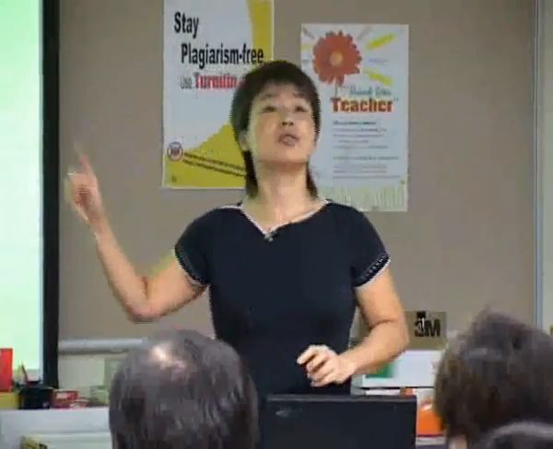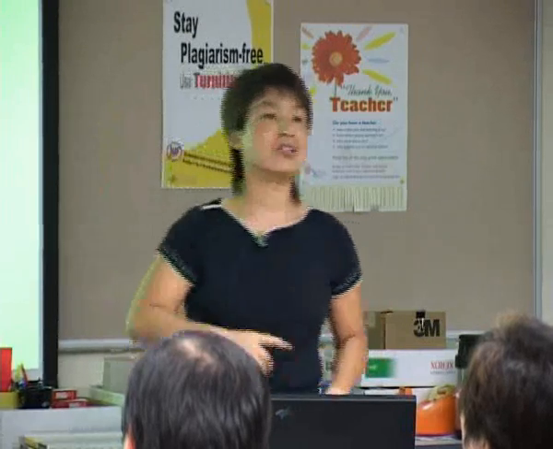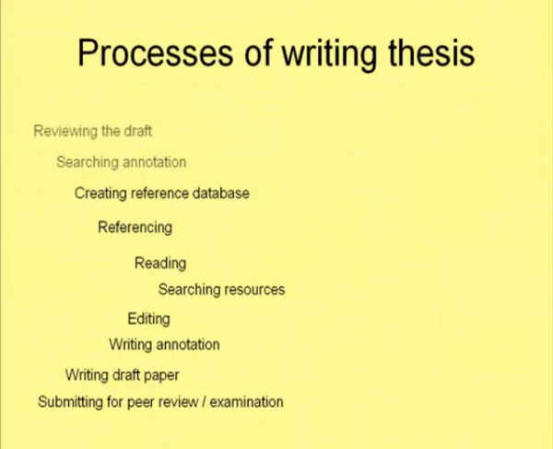Before I go into the software, let's look at the writing process. Because in the writing process, there are a few key stages: the planning stage, drafting of the proposal, and then collecting the data, and then writing the paper. But when do we need to use the references? Now, off the top of my mind, I'd say there are at least 10 steps that we need to consider when we start writing our thesis.